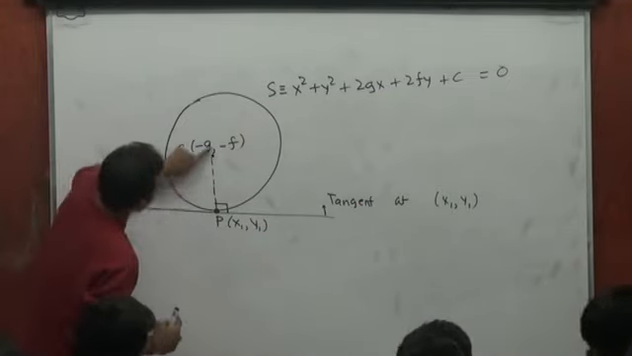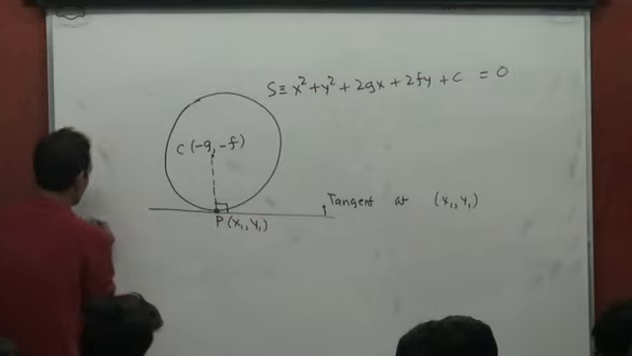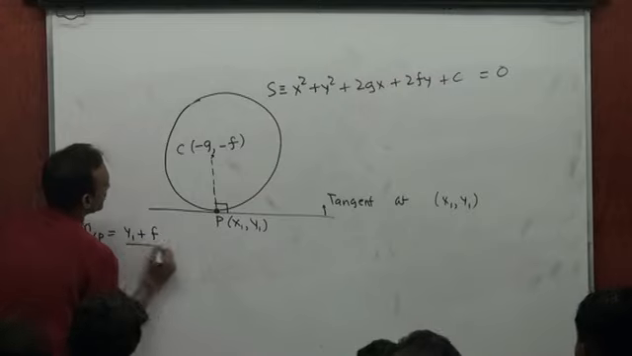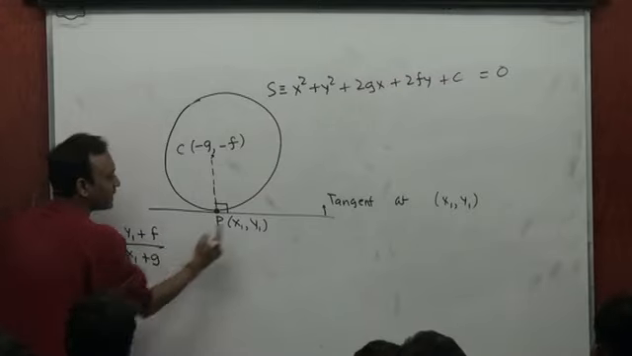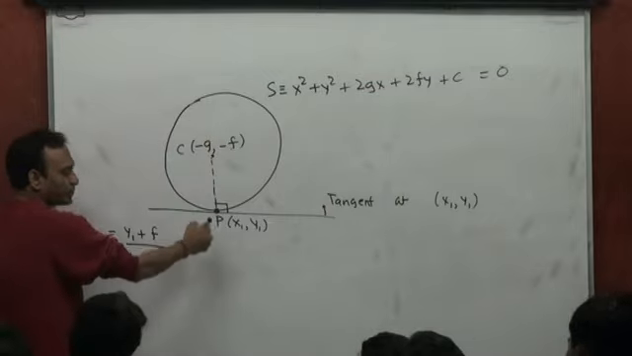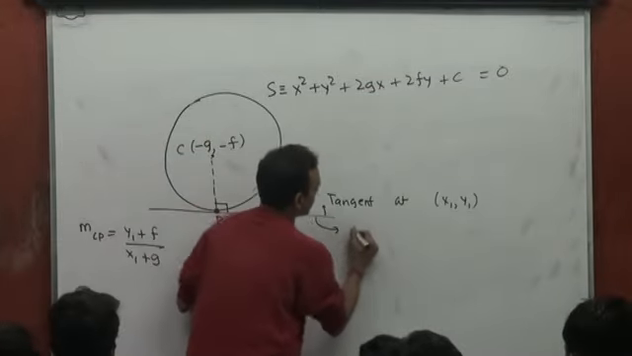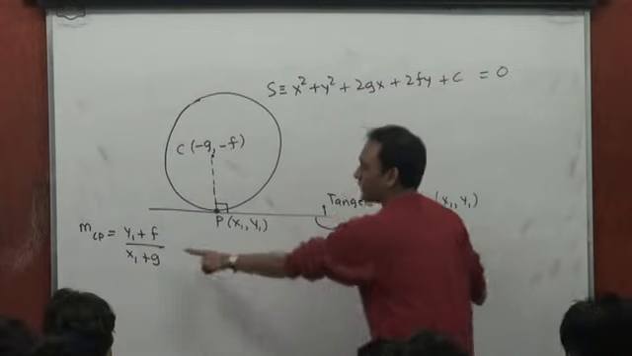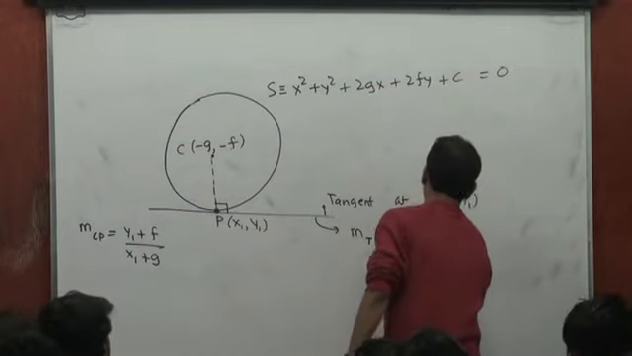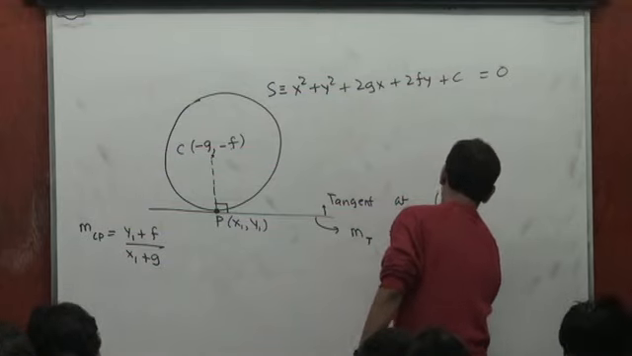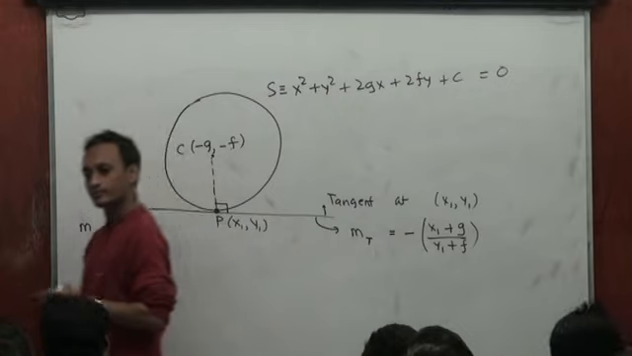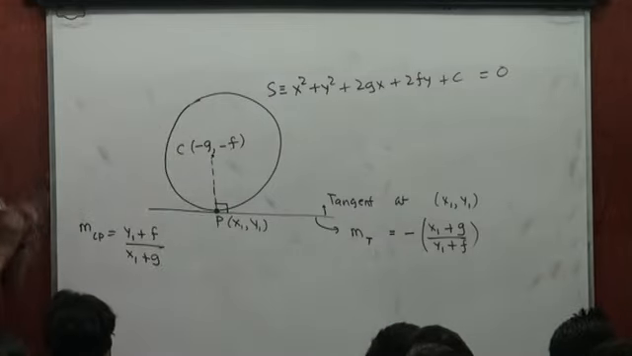Now, what's the slope of CP? Slope of CP is very clearly y1 plus f divided by x1 plus g, right? This minus this divided by this minus this. And what's the slope of the tangent? Slope of the tangent would be minus 1 by this. Slope of the tangent will therefore be minus x1 plus g divided by y1 plus f. That's the slope of the tangent.